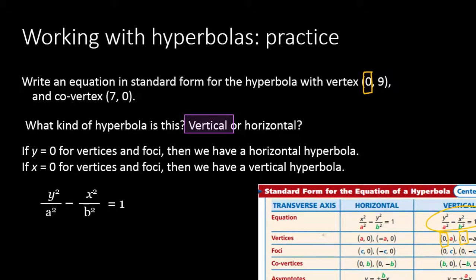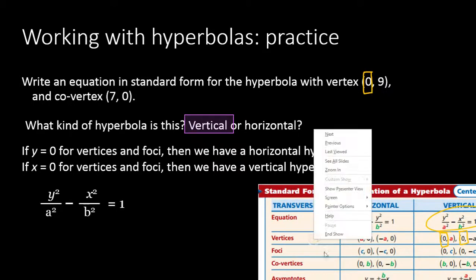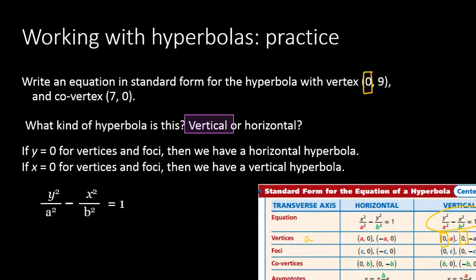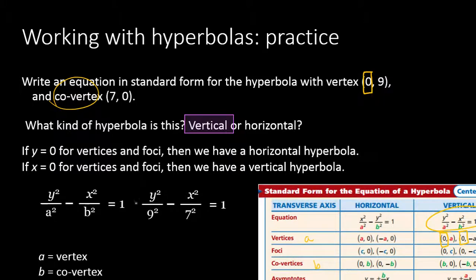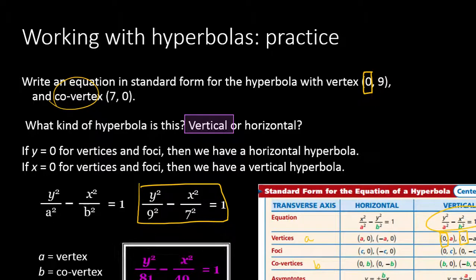Vertex, remember, goes with a. So I've already got a. Co-vertex, which they also gave me, goes with b. So I'm ready to fill in my equation. 9 squared is my a squared value, and 7 squared is my b squared value. So the equation for this hyperbola is y squared over 81 minus x squared over 49 equals 1.